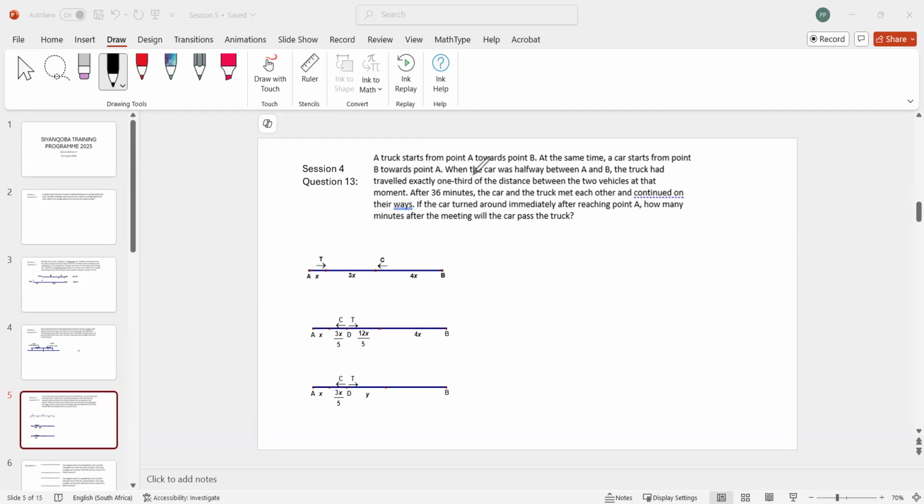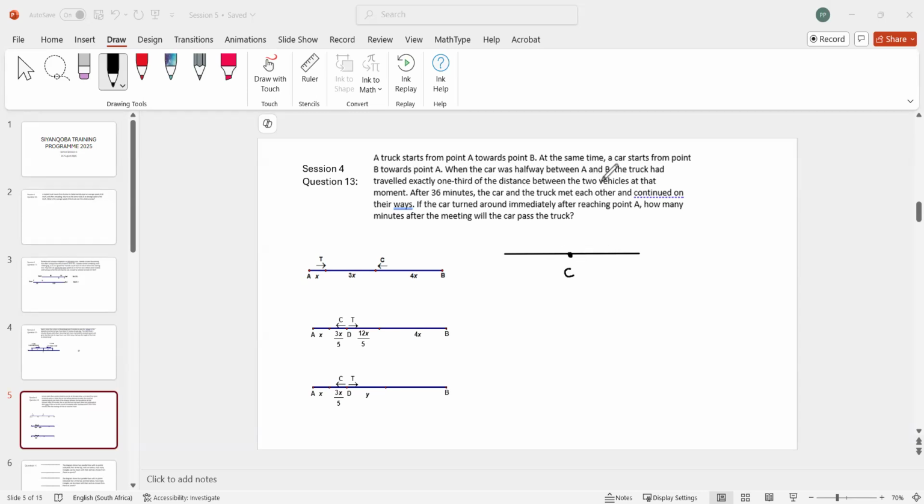A truck starts from point A towards point B. I always try to draw diagrams so I can see what's going on. So you've got a truck which is going this way, and at the same time, a car starts from point B, and it moves. And when the car was halfway between A and B, okay, let me do the diagram there. I was jumping the gun. So the car was halfway between the two, so these two distances are the same.